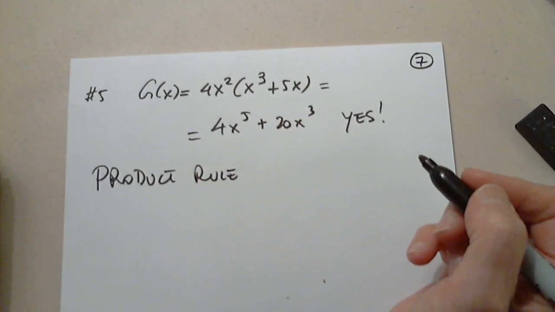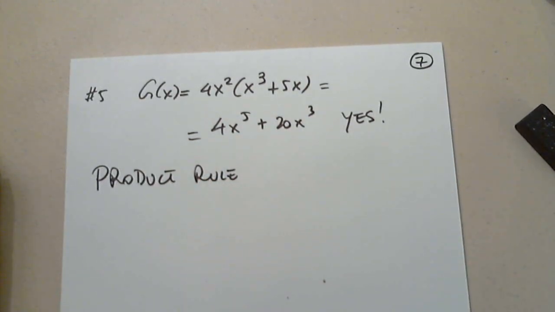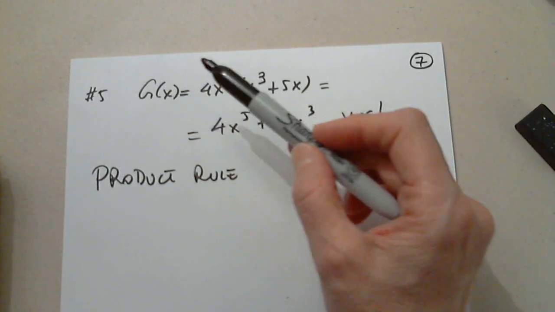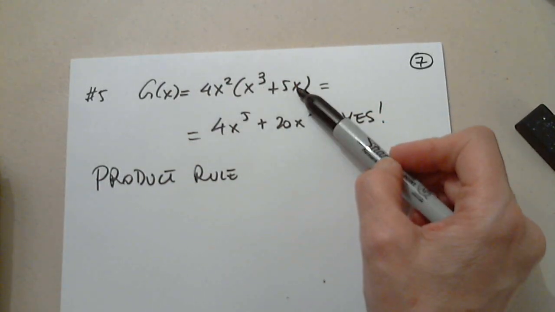Say, can't see your paper. Oh, of course not. Sorry. Let me start from scratch. So g of x was 4x squared times (x cubed plus 5x).